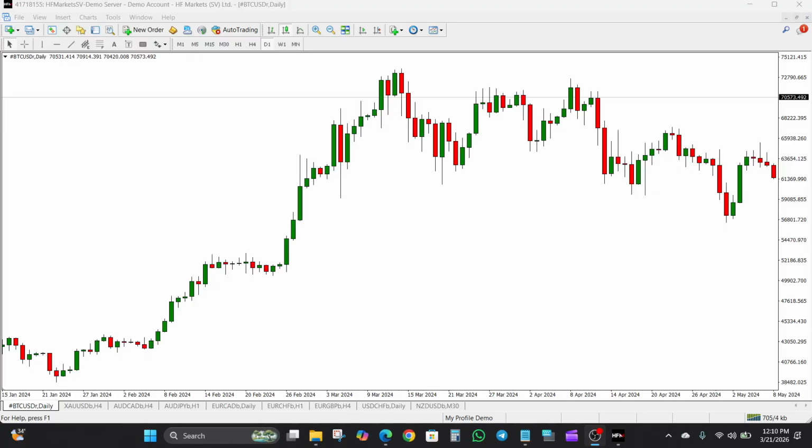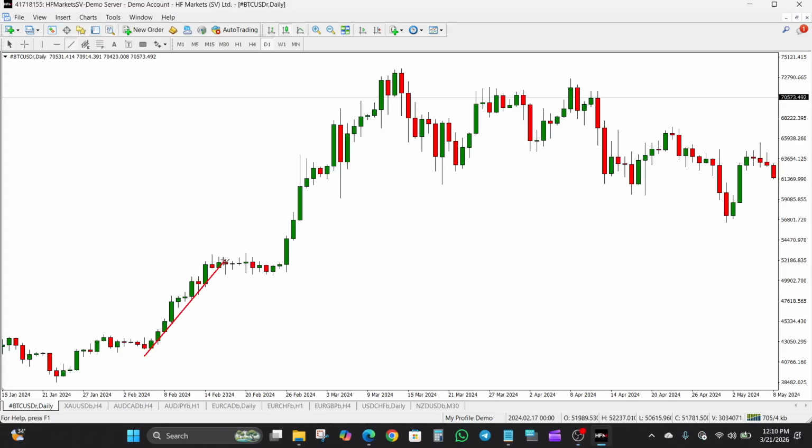So a flag pattern is actually one of the most common continuation patterns in trading. It usually forms after a strong move in the market, either up or down, right? So let's just break it down simply.